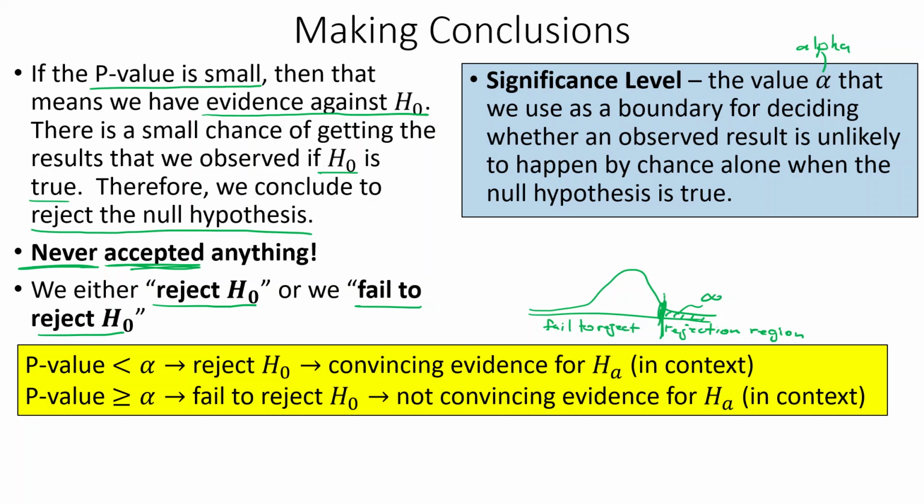All right, and this is some sort of critical value right here. So if our p-value is less than alpha, we reject the H0. We have convincing evidence for the alternative hypothesis, and we state that in context. So this is basically what we're going to state. If the p-value is greater than or equal to alpha, all right, we include the equal to. It'll never be equal on the AP exam, don't worry. But if the p-value is greater than alpha, we fail to reject. We do not have convincing evidence for the alternative hypothesis.